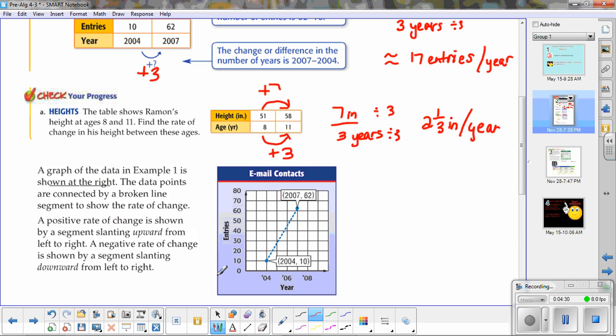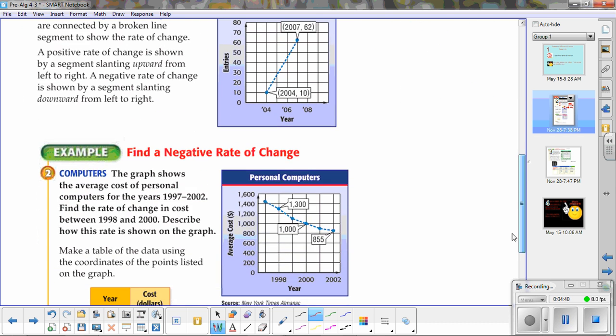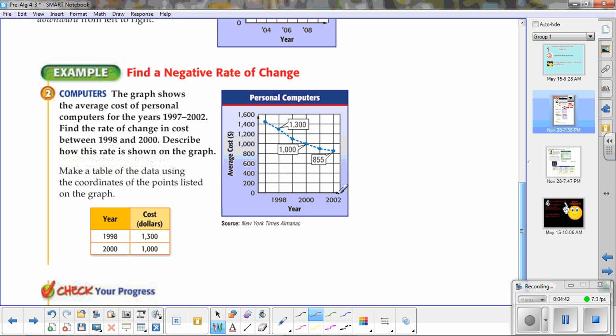Well, you read a line like you read in a book. You read from left to right. So from left to right, it's going upward, so it's going to be a positive rate of change. A negative rate of change would look like this, where it's going down as we read from left to right.